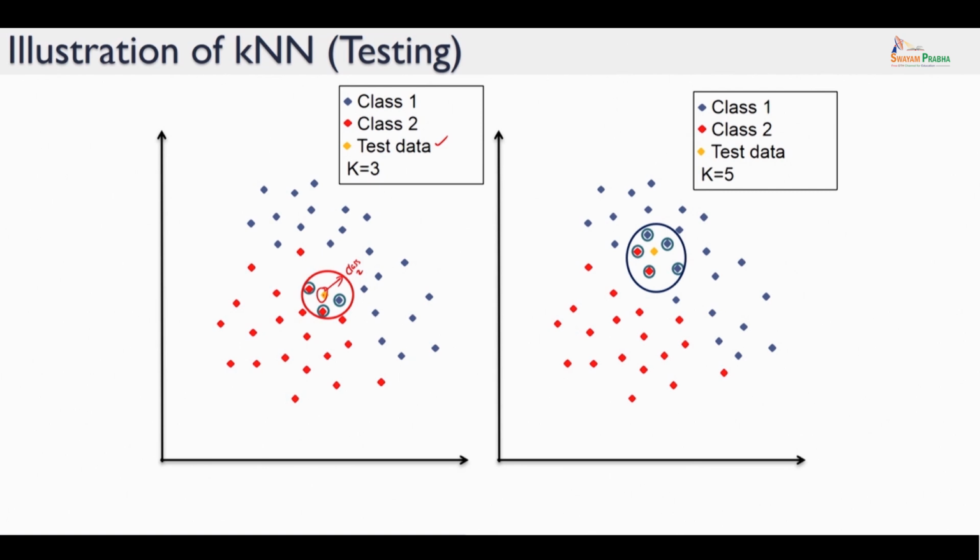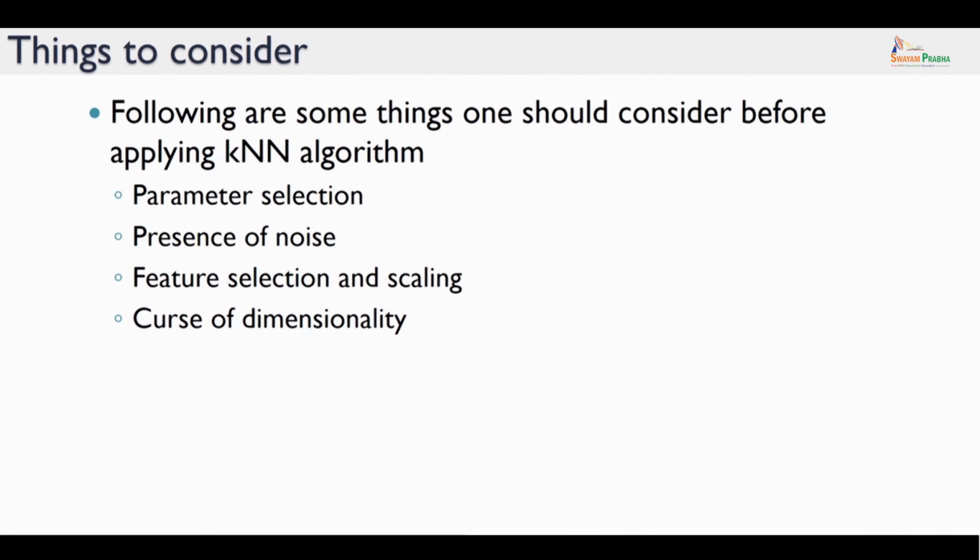If on the other hand the test data point is here and you were using k equal to 5, then you will look at the 5 closest neighbors to this point, and you see that 2 of them are class 2 and 3 are class 1. So by majority voting, this will be put into class 1. So you will get a label of class 1 for this data point. So this is the basic idea of k nearest neighbor.